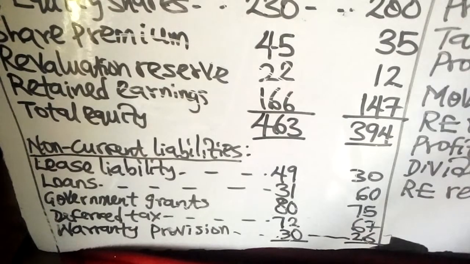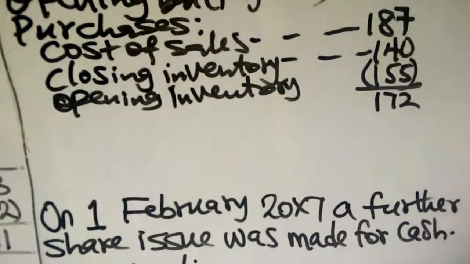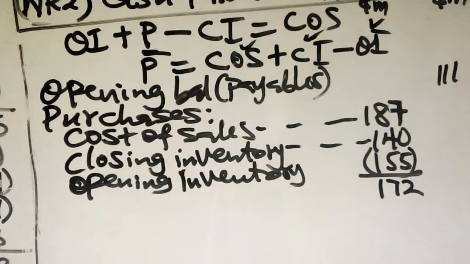That means it has been treated as an expense. It has been added to cost of sales. So you are going to eliminate it from cost of sales. The effect of warranty provision, so that our purchase now will be those ones that relate to inventory.